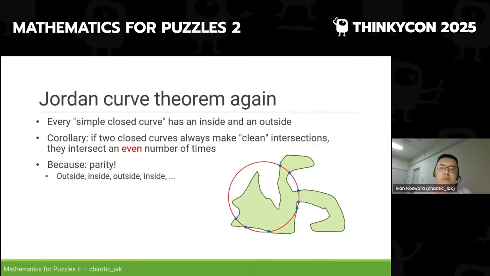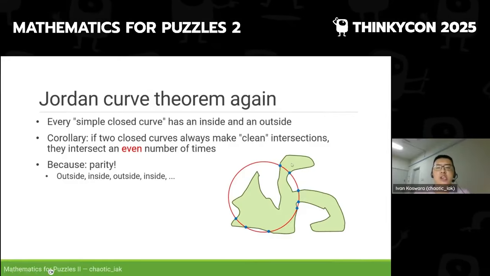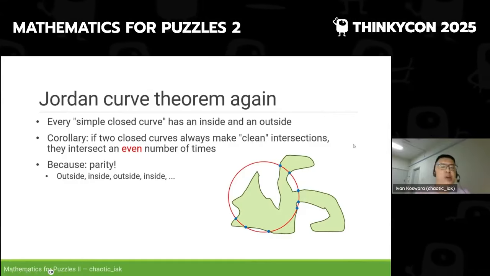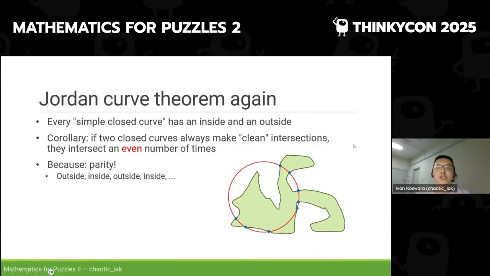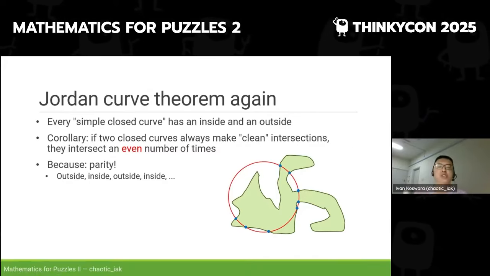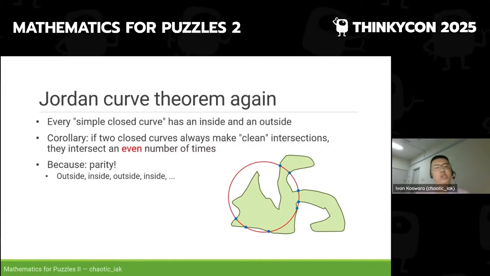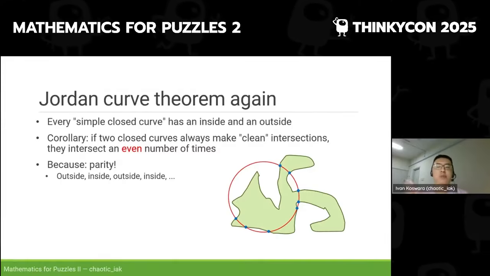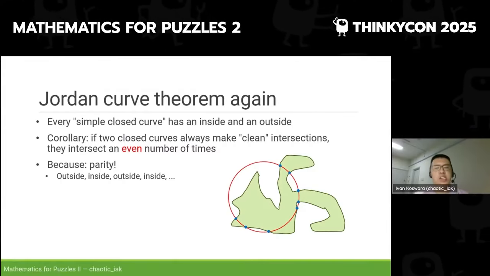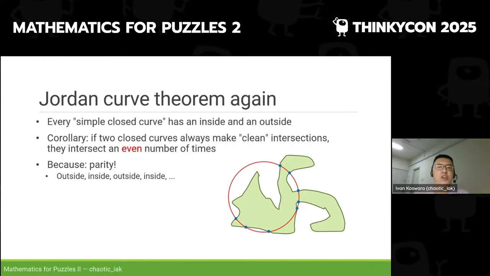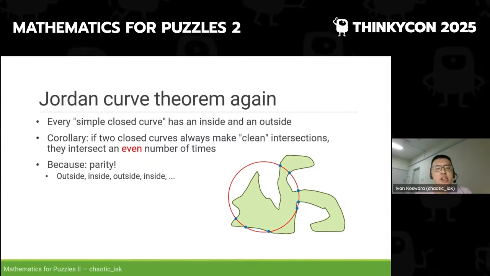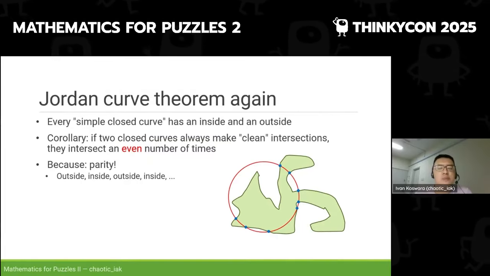And when I say clean intersections, that just means when you make an intersection, you must actually change sides. You cannot have something where you just brush the other curve. It's just a tangent. That does not count as an intersection. So let's apply this in more puzzles.